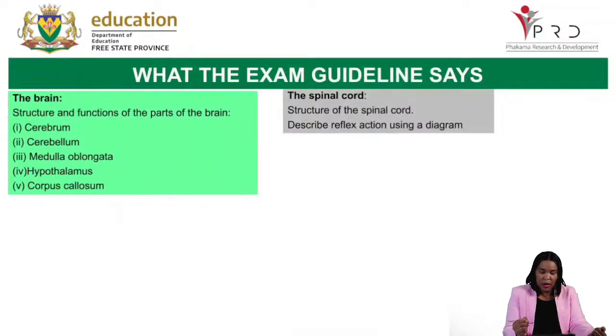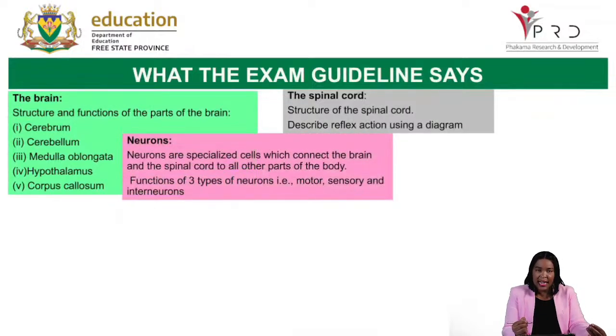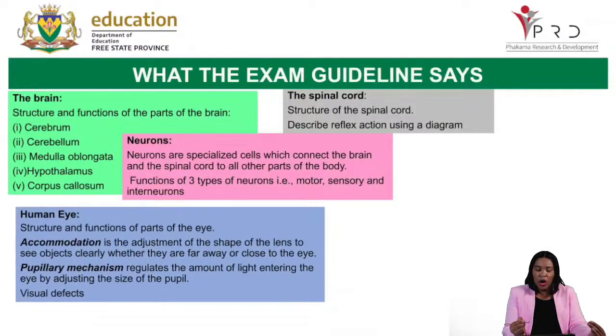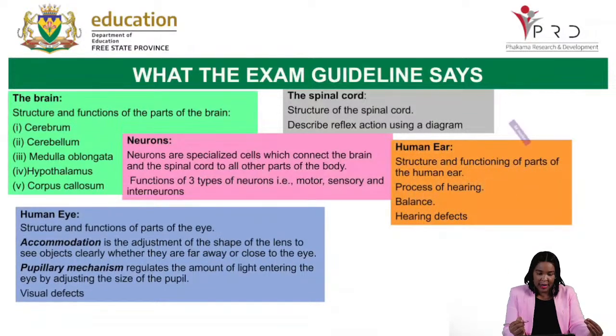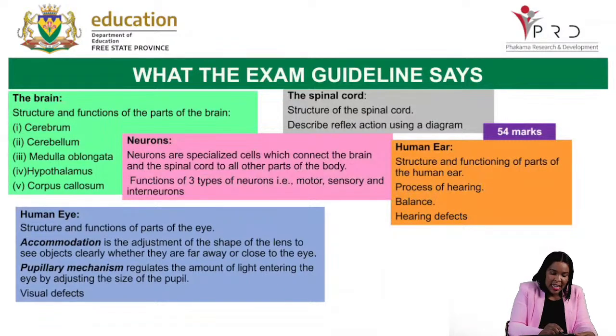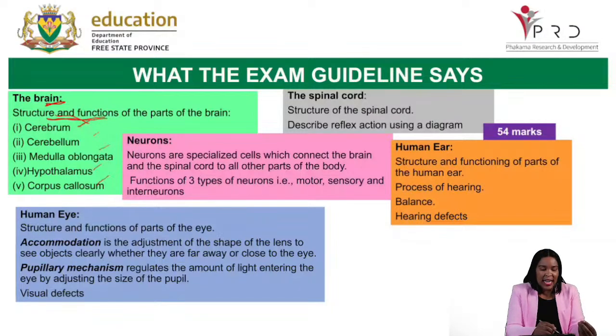Okay, let's have all our information from the exam guideline. All of it was taken from the exam guideline. So the exam guideline expects you to know the brain, the structure and functions. If you see a brain, you must know which part is the cerebellum, medulla oblongata, hypothalamus, corpus callosum, and their functions. What are their functions? Then you must know the spinal cord, the structure of the spinal cord, and describe the reflex action using a diagram. Then neurons. You must know that neurons are specialized cells which connect the brain and the spinal cord to all other parts of the body.